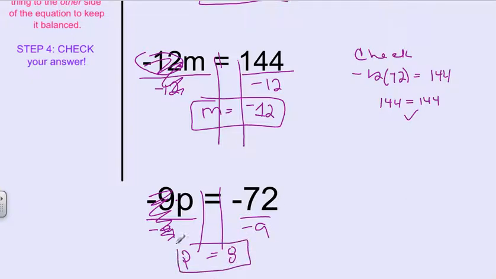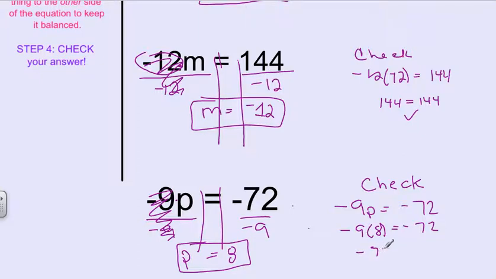And then I'll go back and do my check just to make sure I'm okay. Here's my check. I have negative 9P equals negative 72. And instead of a P, I have an 8. So negative 9 times 8 equals negative 72. Negative times a positive is a negative. 9 times 8 is 72. And negative 72 equals negative 72. So I know I did that problem correctly.